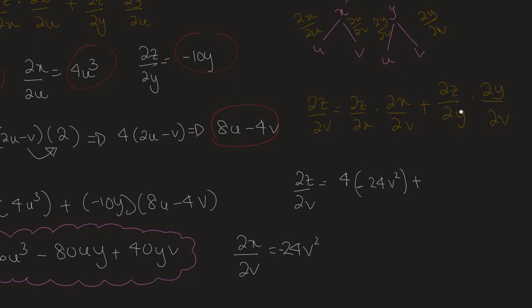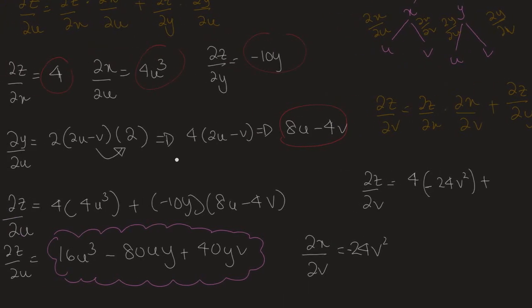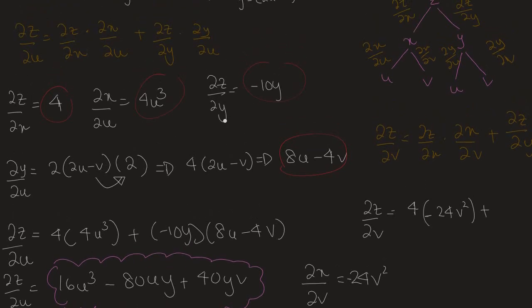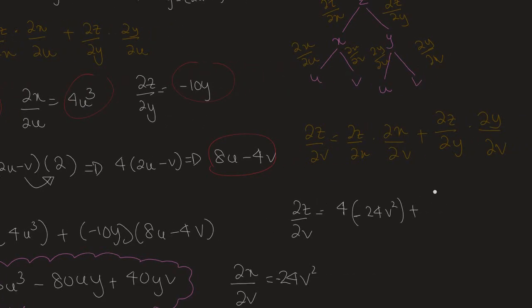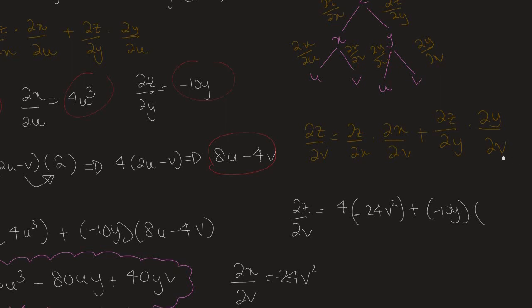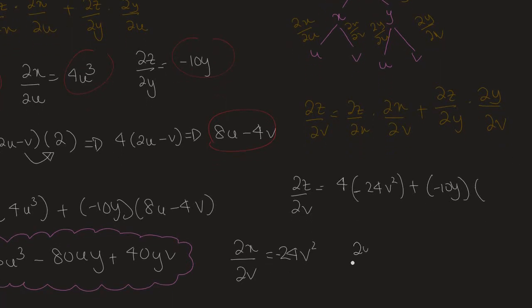Now plus derivative of z with respect to y. Do we already have it? Z with respect to y. Yeah, we do. It's negative 10y, and then times y with respect to v. Last time we calculated y with respect to u. So this time we're calculating y with respect to v.